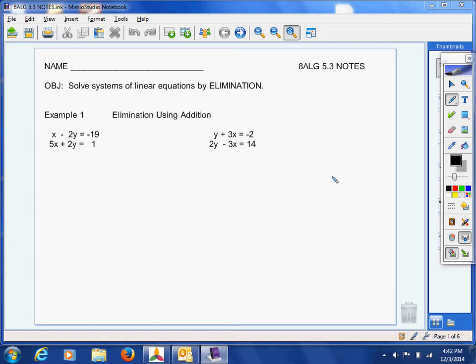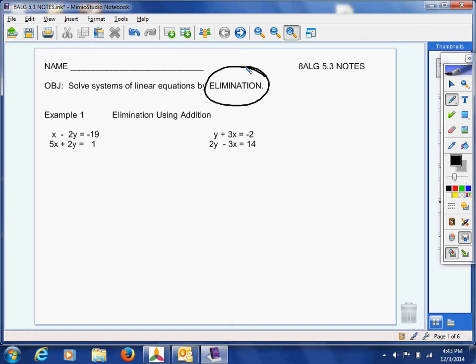As you may recall from section 5.1, our first strategy was graphing, where we graphed two lines and looked for the point of intersection. The second strategy we learned in section 5.2, and that was substitution. We didn't graph, we just did things mathematically to solve that. Well, today, guess what? We're going to do one of my favorite ways to do systems, and that's elimination. So example 1, elimination using the addition of these two lines is going to be our strategy for today.